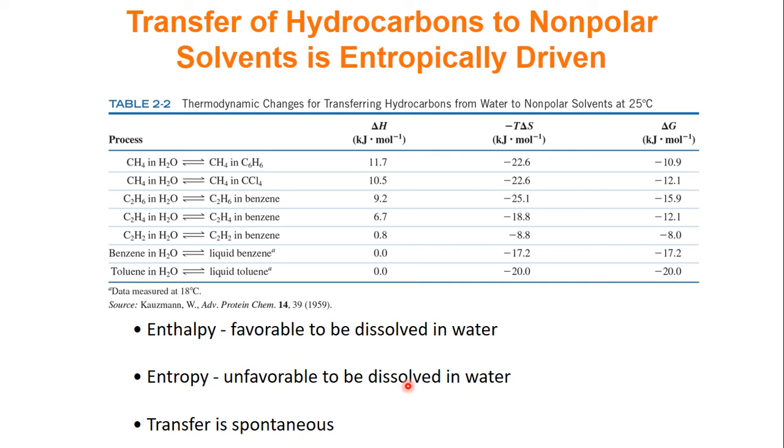So not only is the water ordered, but the molecules inside that cage aren't free to go wherever they want to go. So they are also ordered as well. So by transferring a nonpolar molecule from water to a nonpolar medium, you are creating more chaos. So chaos is driving this process, or entropy is driving this process.